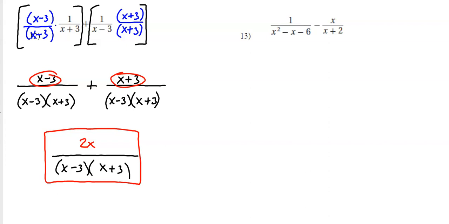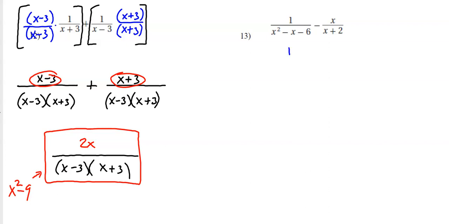All right. Next one. And I think the answer key actually worked the bottom out, and I actually just called this bottom x squared minus 9. You could do that or you don't have to do that. It doesn't really matter to me. All right, the next one.